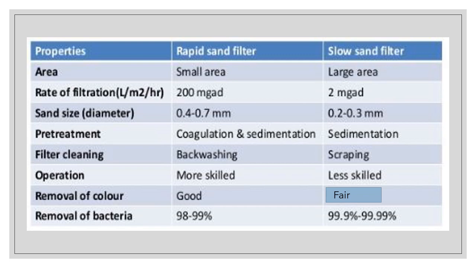The removal of the color is quite good in rapid sand filter, but only fair in the slow sand filter. The removal of bacteria is 98 to 99% in the rapid sand filter, whereas it is 99.9 to 99.99% in the slow sand filter. Let's move on to the next step in the purification.